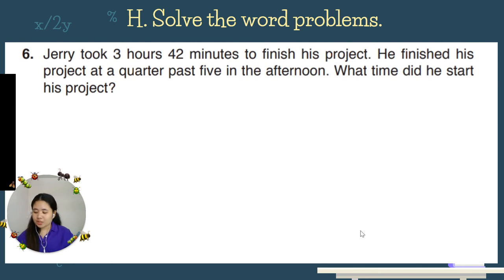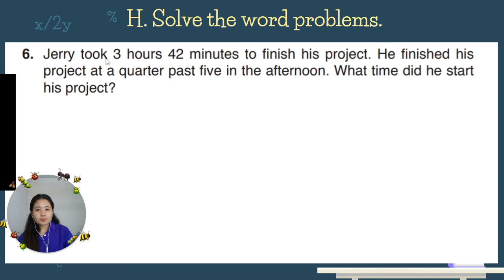Okay, for the last problem, number 6. Jerry took 3 hours and 42 minutes to finish his project. He finished his project at 5:15 in the afternoon. What time did he start his project? Again, Jerry took 3 hours, 42 minutes to finish his project. He finished his project at 5:15 in the afternoon. What time did he start his project?